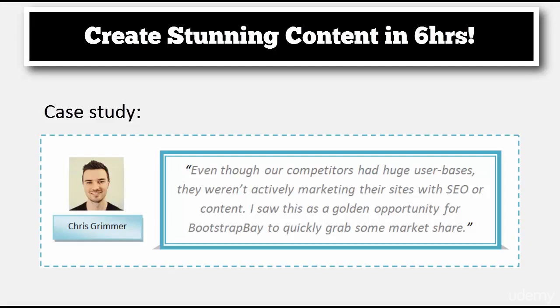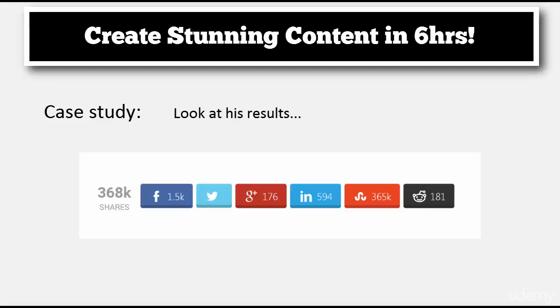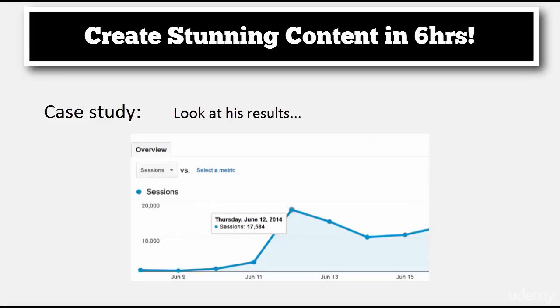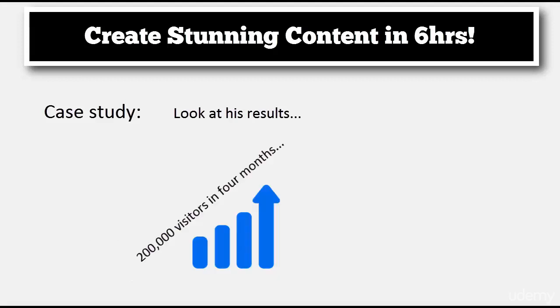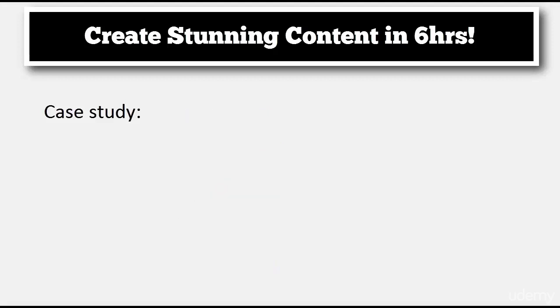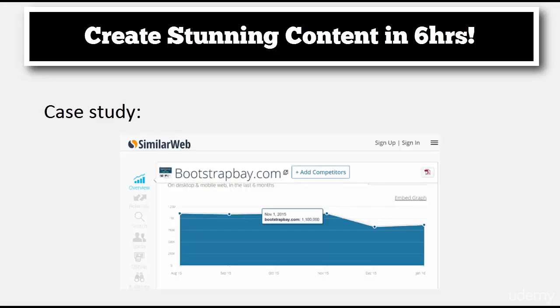Now let me share his results with you. Till date, Chris' content has been shared over 368,000 times on different social media platforms. He got 17,584 clicks in one day. Also, it generated over 200,000 visitors in a span of just 4 months. Guess what? Before he created this piece of content, his website was averaging around 150 visitors per day. Now they average over 2,500 visitors per day.